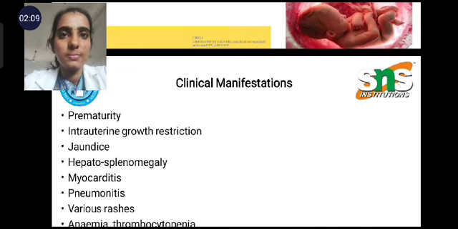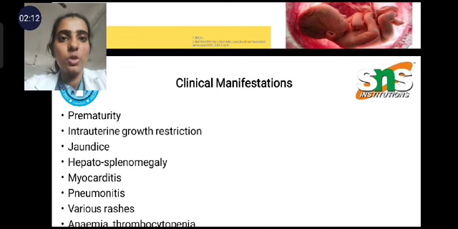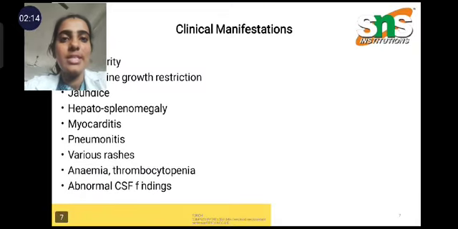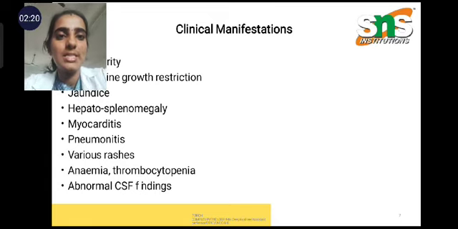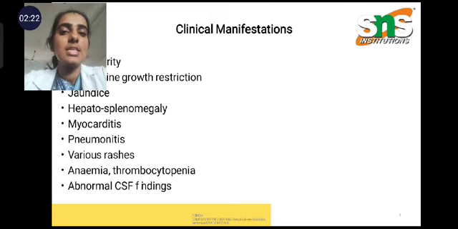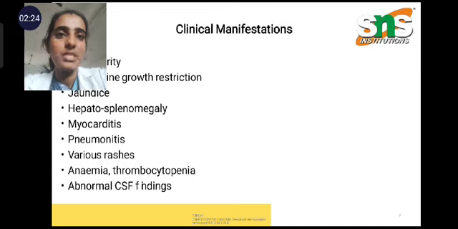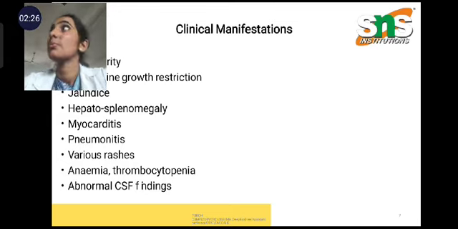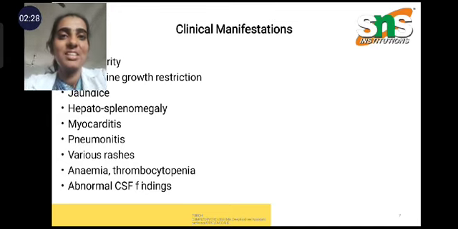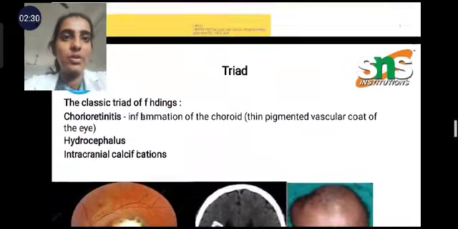And jaundice, hepatosplenomegaly, myocarditis, pneumonitis, various rashes, anemia, thrombocytopenia, and abnormal CSF findings. The CSF means cerebrospinal fluid. It is the protecting layer of the brain and spinal cord.